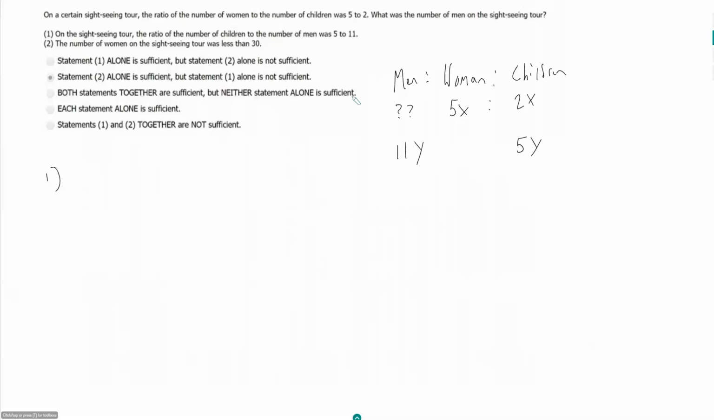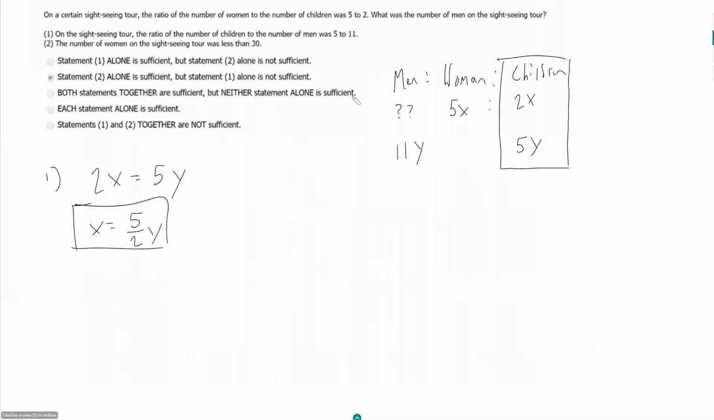Okay, so can I get what 11y is? I don't think I will be able to. One thing I can do, though, is, what do I know? I know this is all the same group of children. It's not like I have a different pool of children here than I have here. So I know 2x must be equal to 5y, which means I can get these two ratios of two things into a single ratio of three things. So let's see if we can do that. So x is equal to 5/2 y.